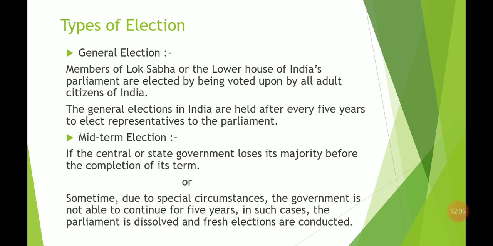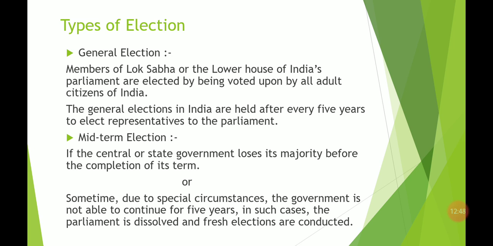So completion of its term means before the 5 years. Sometimes due to special circumstances the government is not able to continue for 5 years. In such case the parliament is dissolved and fresh elections are conducted. Sometimes the government is not working well or the government loses its majority. So in that situation the parliament is dissolved, and after that the elections are conducted in between the 5 years. So that election is known as the mid-term election.